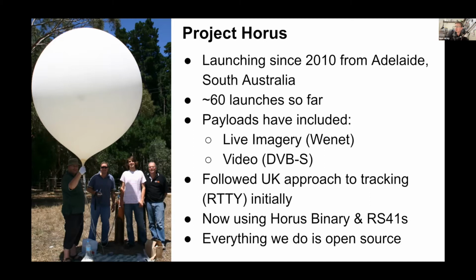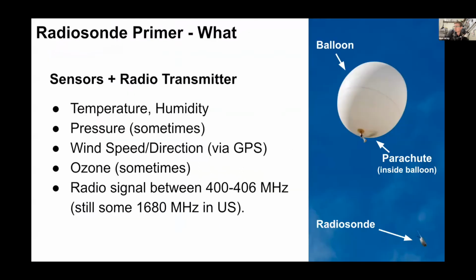And we've done various flights. Our common thing nowadays is live imagery, so live photograph downlinks through the Wenet system. We've also done live video a few times. We never used APRS. We followed the UK approach, so initially running RTTY on 434 megahertz, and then we've now switched to using the Horus binary mode and RS41s for primary tracking. Everything we develop is open source, and you'll see a lot of GitHub links throughout this presentation.